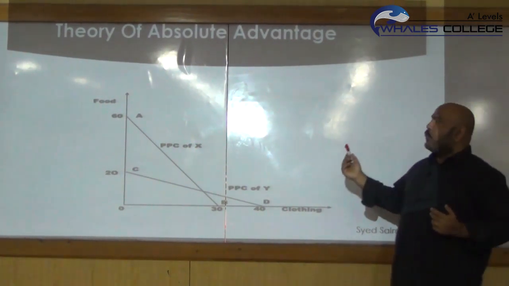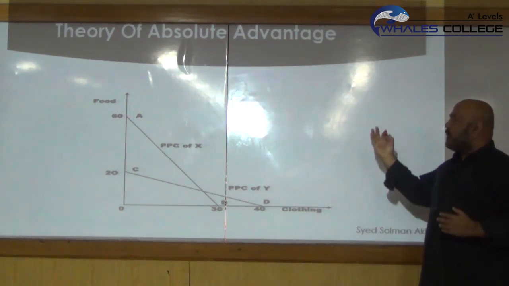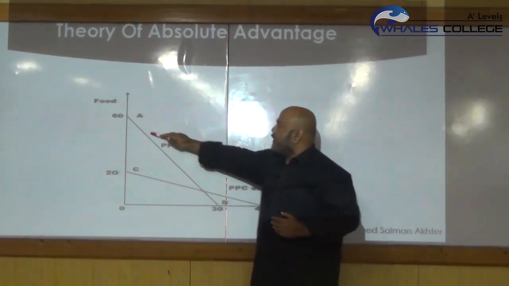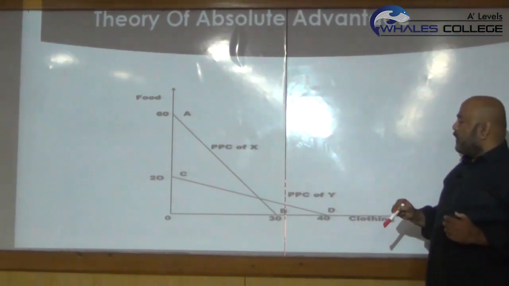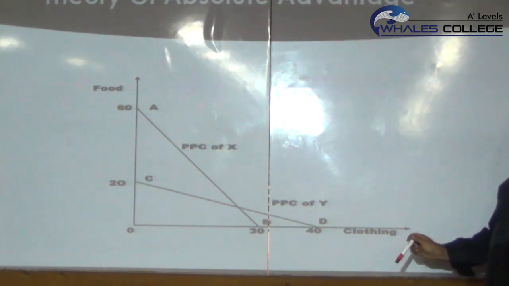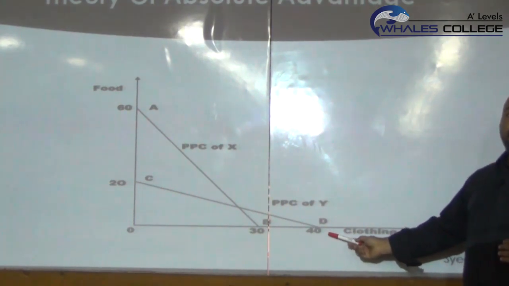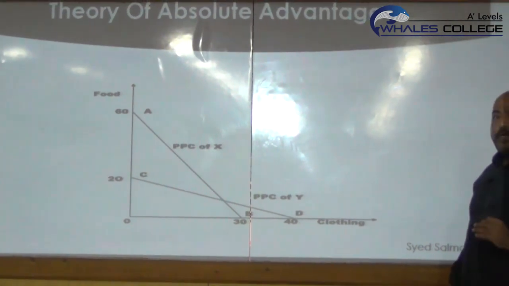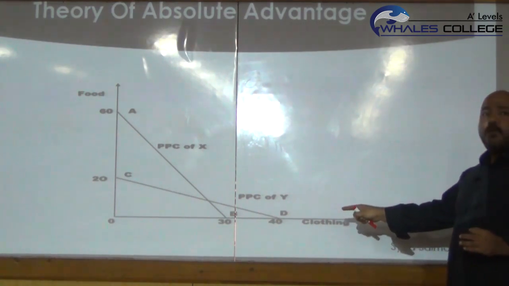For example, this sketch is showing the production possibilities, or output, of country X and country Y. This is the production possibility of country X. Country X can produce 60 units of food along with 30 units of clothing. With the same resources, country Y produces 20 units of food and 40 units of clothing, which shows that country X has an absolute advantage in food and country Y has an absolute advantage in clothing.